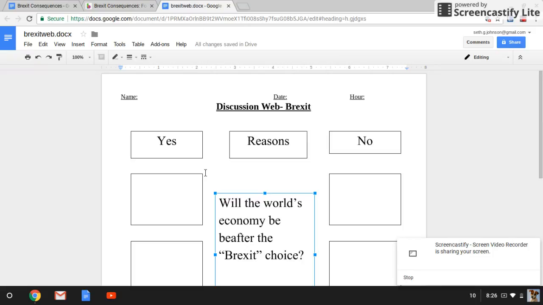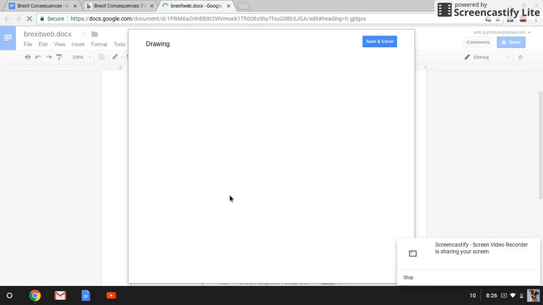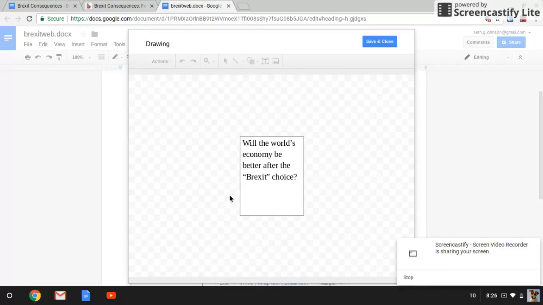Now we get to the discussion web. Again, we can use Google Docs for this, or we can print off the copies and hand it out to students. But students go through and they look at the main question. Will the world economy be better after the choice?